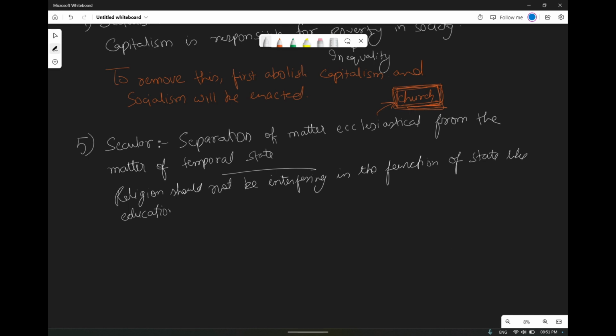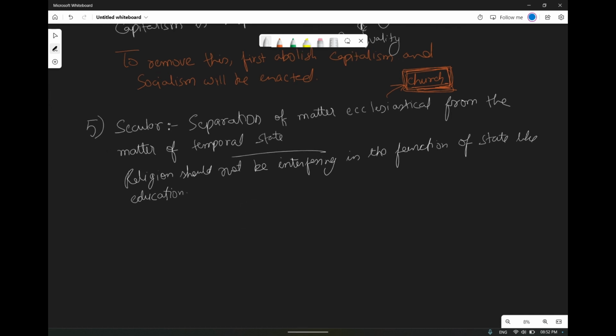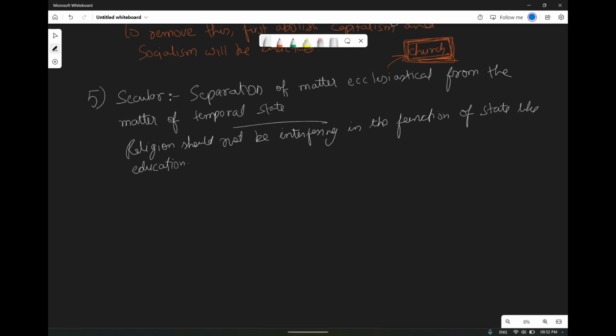Okay, so we are a secular country. No religion can tell that puja should be done in the school, or that this is mandatory, or that this practice should be performed before school opens, or whatever extra thing. These things are not permitted to interfere with the function of a state. Religion is not allowed to interfere with the function of a state, like within the education system.